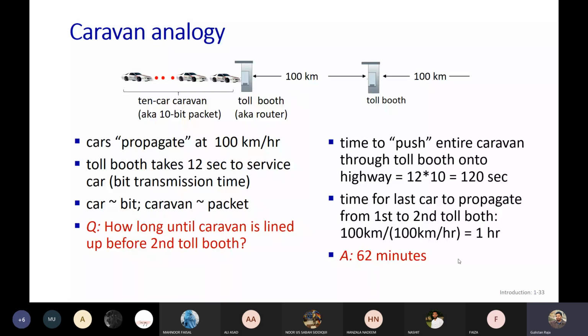क्योंकि each car takes 12 seconds here. Once it is out from here, it will move at 100 km per hour. Right? So this is what we will have: the time for the last car to propagate from the first to the second toll booth. ठीक हो गया जी? If anyone has a question, you can ask.